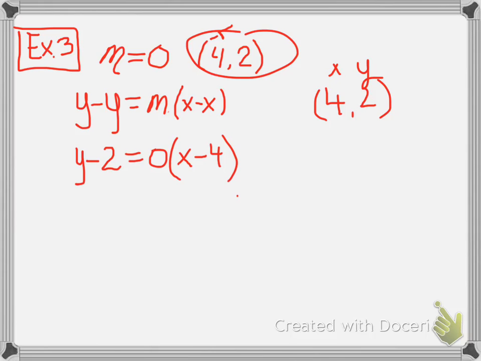What does a slope of 0 look like? Keep that in your head. Is that a horizontal line or a vertical line? Okay, that's different than the slope being undefined. And that would be the form that you put it in.